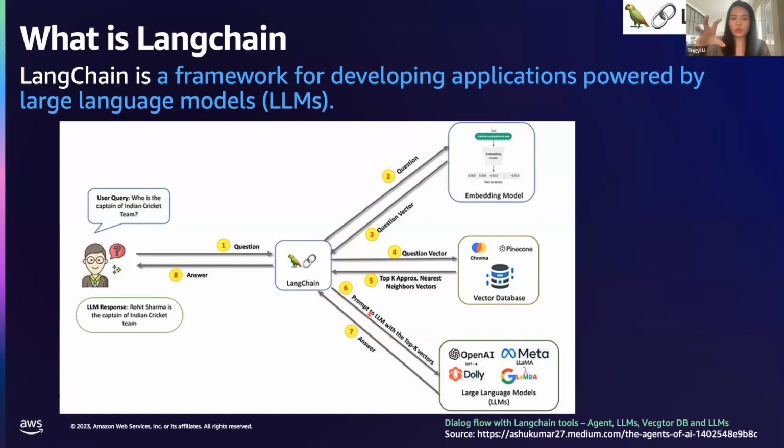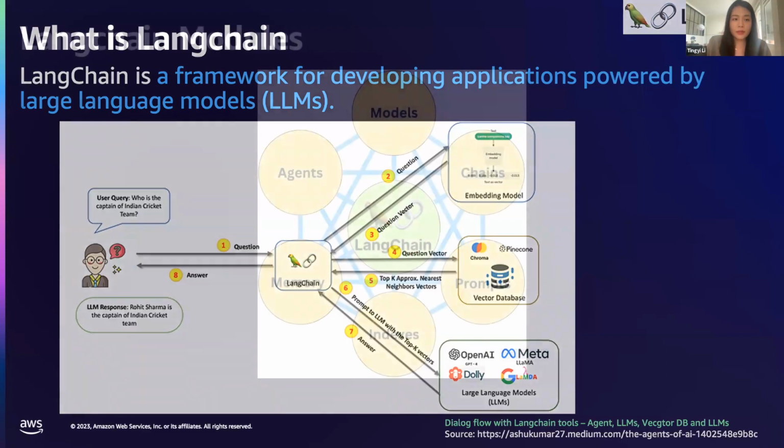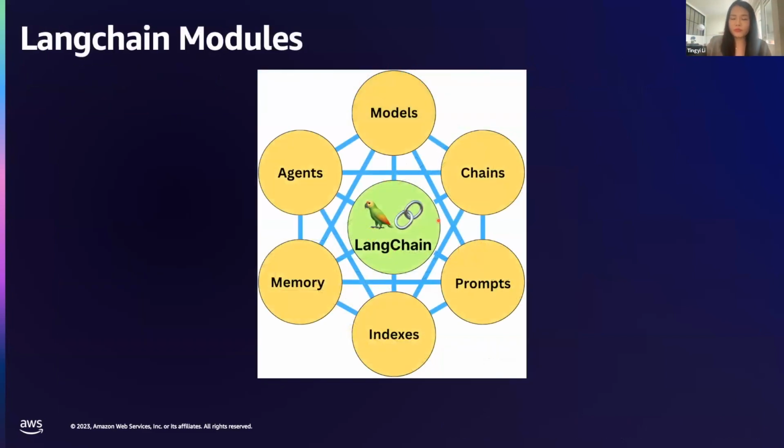So that's the core of your application. And then within the business logic, somewhere you call the large language models, right? So this is the framework. There are the modules, like 6 modules within LangChain that are the most important. It's likely to grow more, but right now it's the 6 of them.